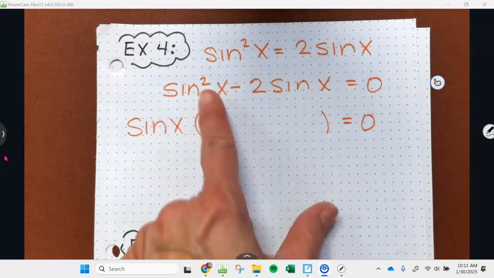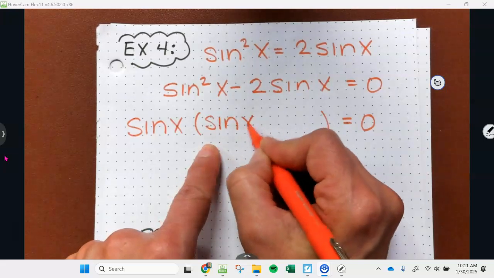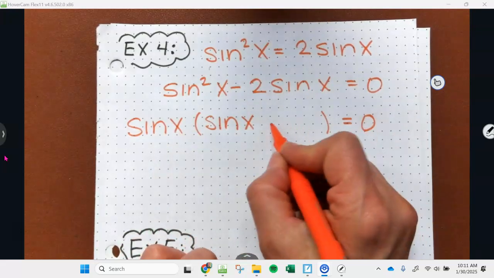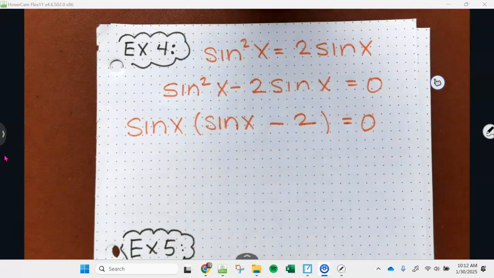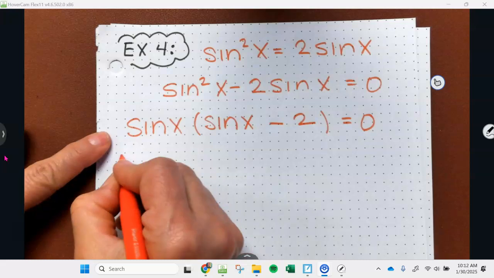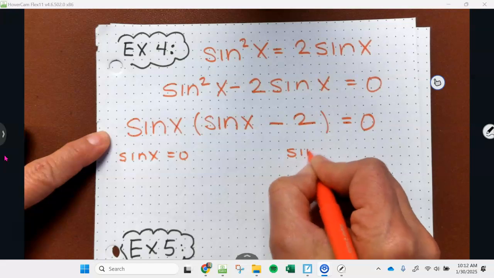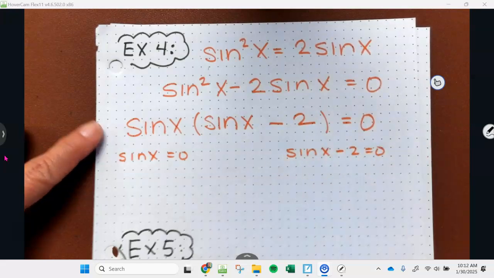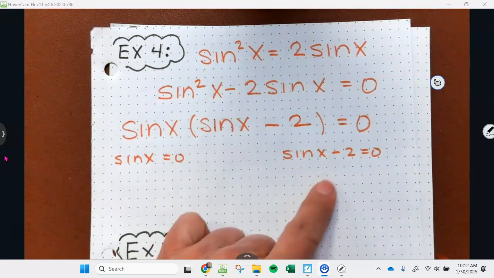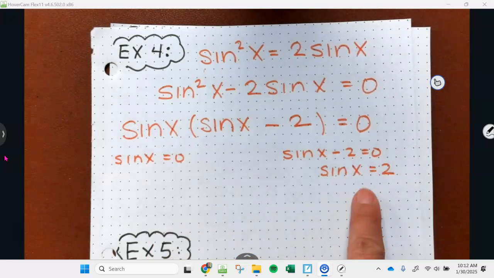All right, so I had sine squared. I took one out. There's one left over. There was just one single sine x here. I took it out, so this is minus 2. And then remember, you set each factor equal to 0. So sine x equals 0, and then sine x minus 2 equals 0. That's already solved. We need to figure out where the y coordinate equals 0. Over here, we need to figure out sine x equals 2. Let's hold off on that one for a moment.